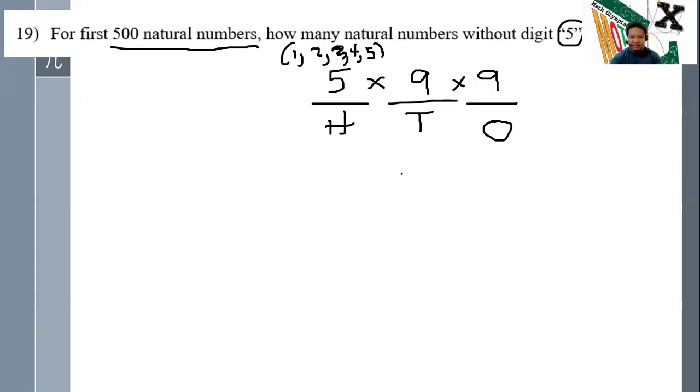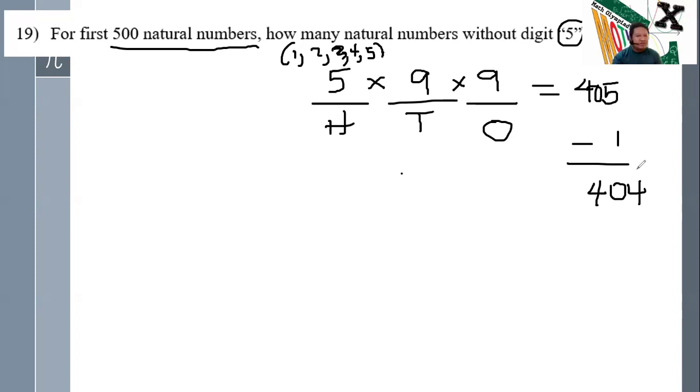5 times 9 times 9 will give us 405. So there are 405 numbers that have no digit of 5, except for one of the last numbers there, 500. So minus 1 will give us 404. So the answer for this question is 404 for that case.